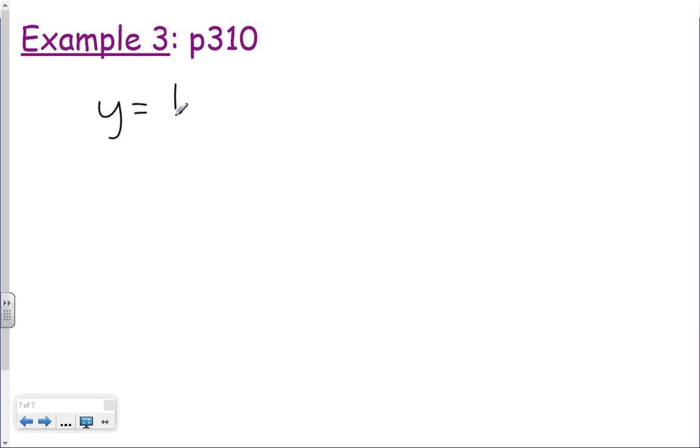So y is equal to the tangent of pi over 6x. Now when you see the pi over 6x, you should be thinking about what the period of this function is and then how that pi over 6 is affecting this. Remember that the period of your tangent function is pi.